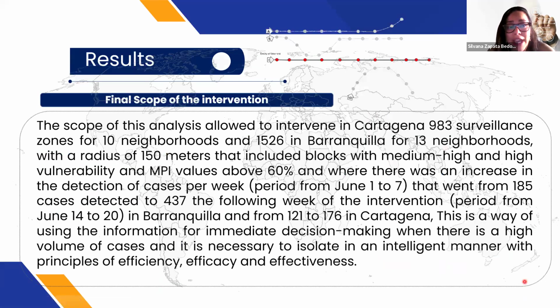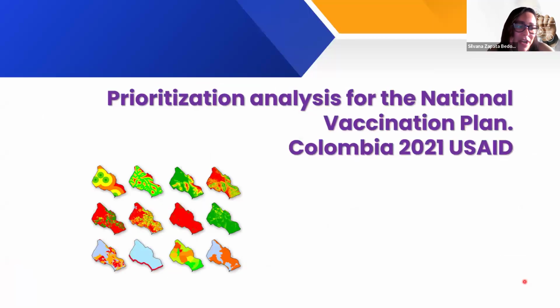The result for the analysis and interview in Cartagena, 890 zones, did 10 neighbors and 3 neighbors, and in Barranquilla it saved many lives, which is very, very important for us.